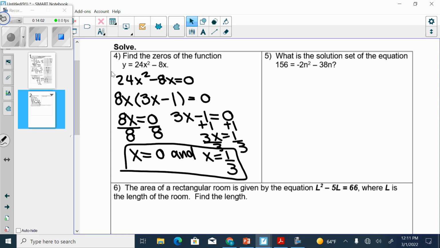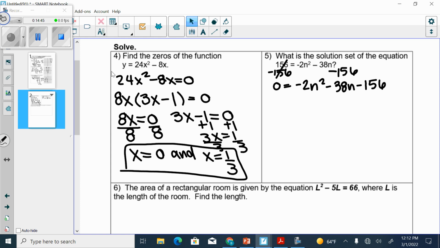Okay, number 5 says, what is the solution set for this equation? 156 equals -2n squared minus 38n. Okay, well, what should we do first? Sure, 156 on one side. Okay, got to put everything on one side. Very good. Is there anything like the 156 on the other side? No. So I've just got 0 equals -2n squared minus 38n minus 156.